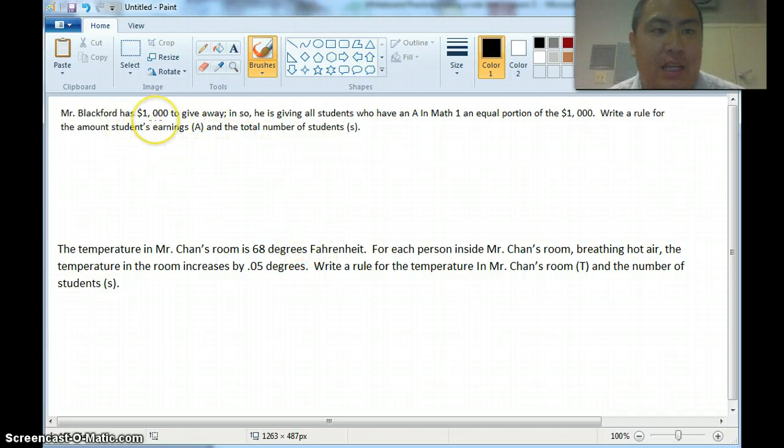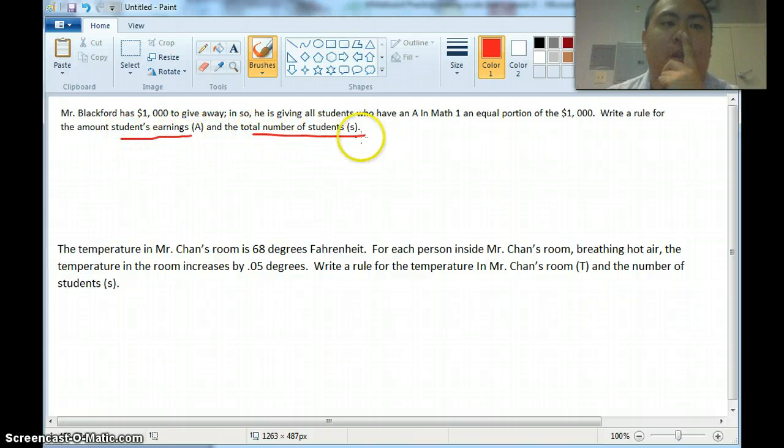Mr. Blackford has, and I want you guys to write these down, $1,000 to give away, and he is giving all students who have an A in Math 1 an equal portion of the $1,000. Write a rule for the amount of students' earnings and the total number of students. Okay, so we want to think about which one is the independent variable and which one is the dependent variable. So I'm taking a look here, and it says students' earnings and the total number of students.